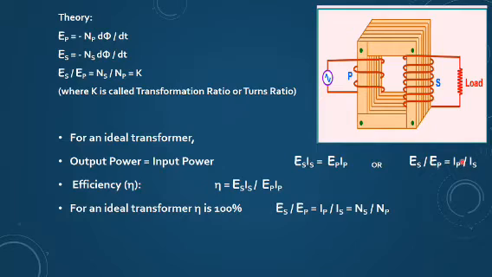If you want to write the efficiency, efficiency is output divided by input multiplied by 100. If you want it in percentage, then output power divided by input power multiplied by 100 will give you the efficiency in percentage. If you simply want the efficiency, then it is output power divided by input power. And for an ideal transformer, eta is 100%. It means output equals input. So Es upon Ep equals Ip upon Is.